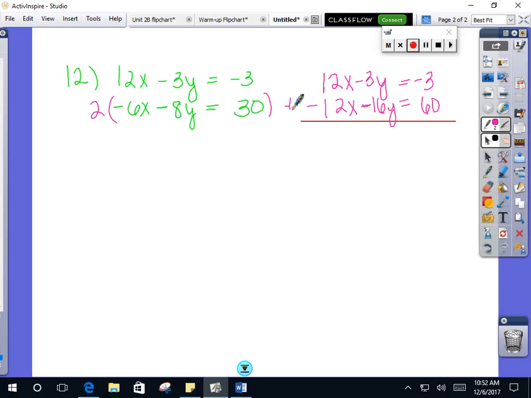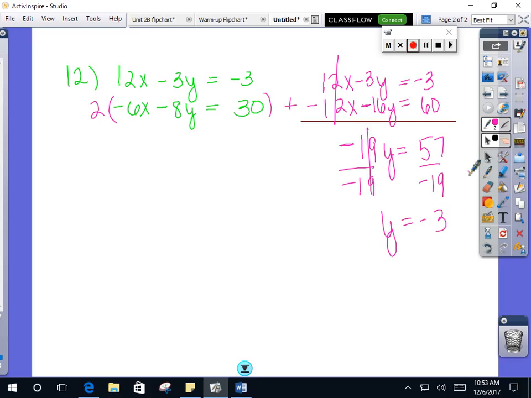Okay, so 12x plus negative 12x cancels. Negative 3y plus negative 16y becomes negative 19y. And then negative 3 plus 60 becomes 57. Now to solve for y, what do? Divide by negative 19. And so y equals negative 3.